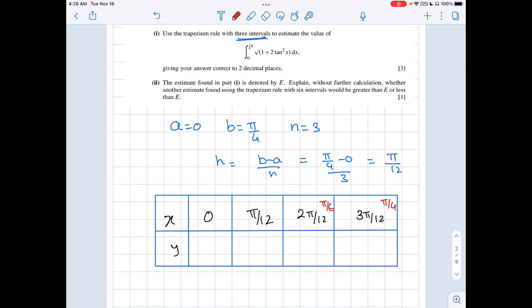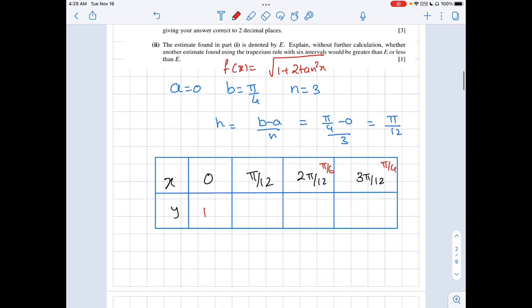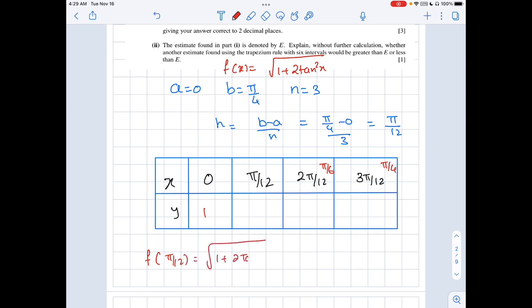Now plug in these values of x. So what was the function? f of x is equal to the square root of 1 plus 2 tan squared x. So when I plug in 0, I get the square root of 1 plus 0, which is 1. When I plug in f of pi upon 12, it will be the square root of 1 plus 2 tan squared pi upon 12. Use the calculator, get the answer. It should be 1.069389.